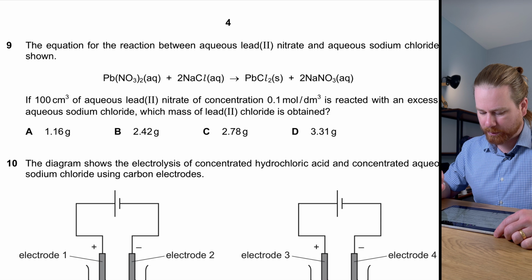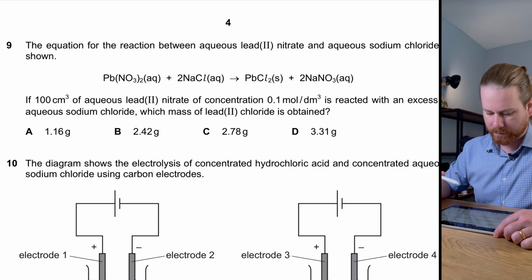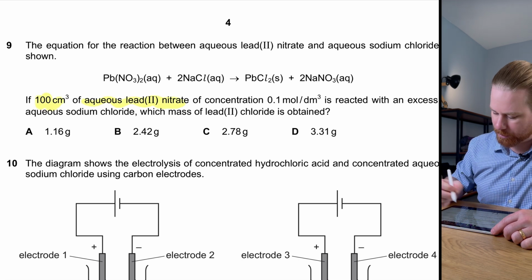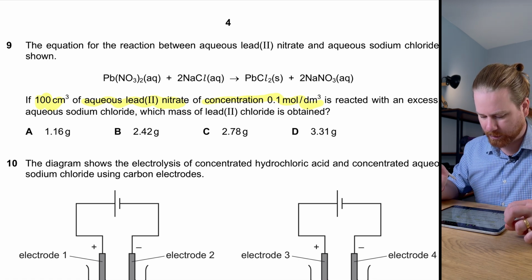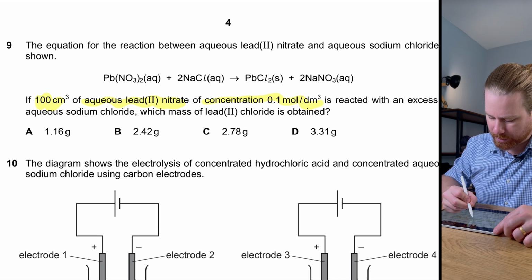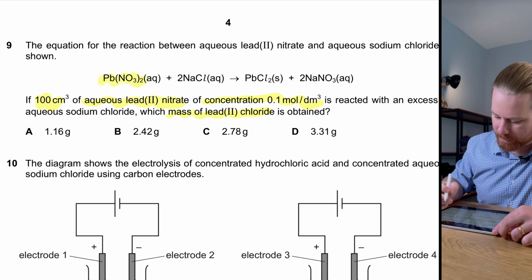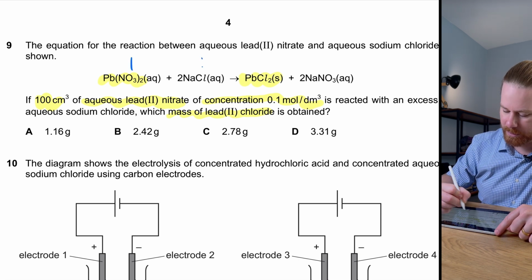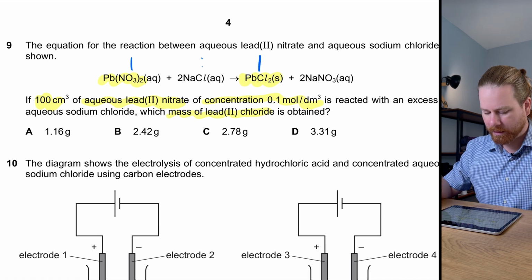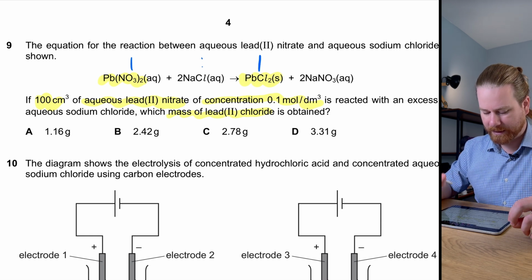Okay, the equation for the reaction between aqueous lead nitrate and aqueous sodium chloride is shown here. We've got this much aqueous lead nitrate of this concentration, reacted with an excess of aqueous sodium chloride. What is the mass of the lead 2 chloride that is obtained? So we are looking at this and this. First of all, we're not going to look at the answer straight away. We can see we've got a 1:1 ratio. So once we know the moles, we can figure out the mass.